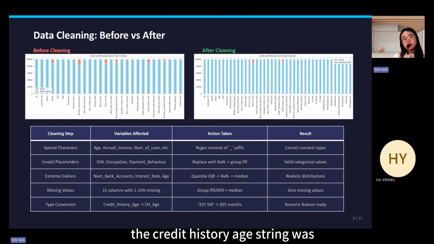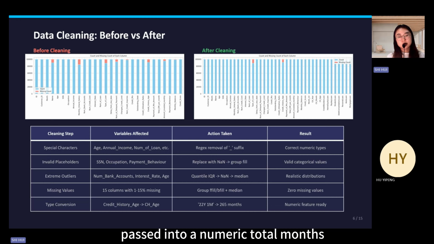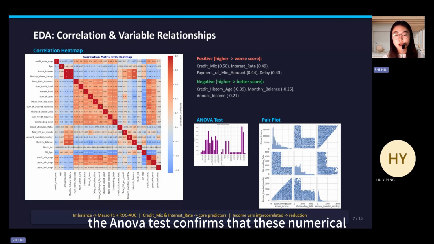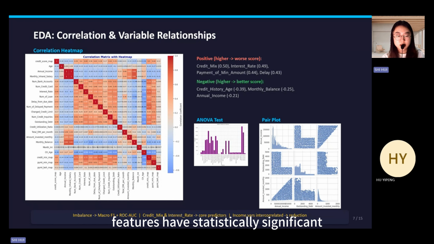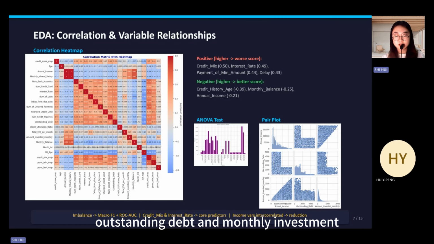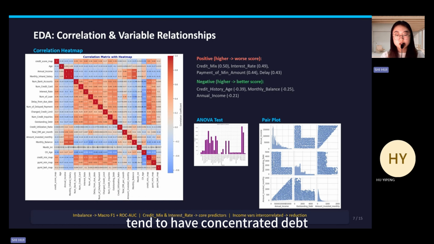The credit history age string was parsed into a numeric total months feature. After confirming that these numerical features have statistically significant differences across credit score categories, the pair plot shows the relationship between annual income, outstanding debt, and monthly investment. We can see that lower income groups tend to have concentrated debt. These findings guided our modeling.